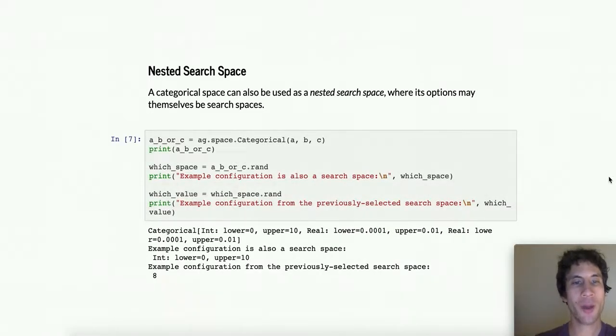Here we show categorical space A, B, C, where A, B, and C themselves, recall, were search spaces. When we call A, B, or C.rand and draw a random configuration, we end up with a random one of these search spaces from which we can again sample a configuration.